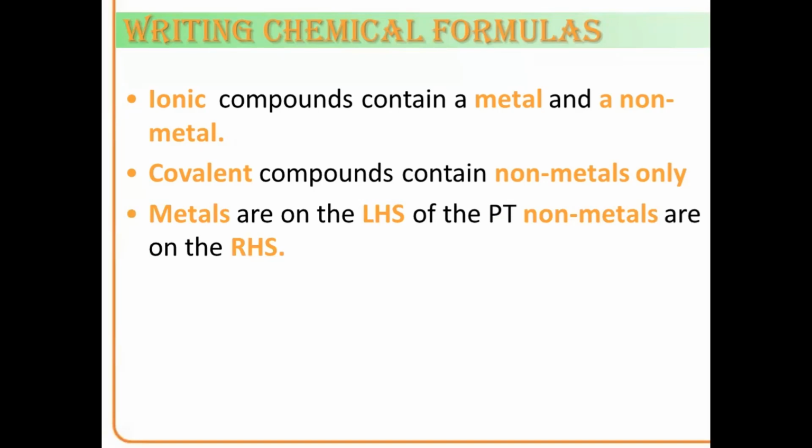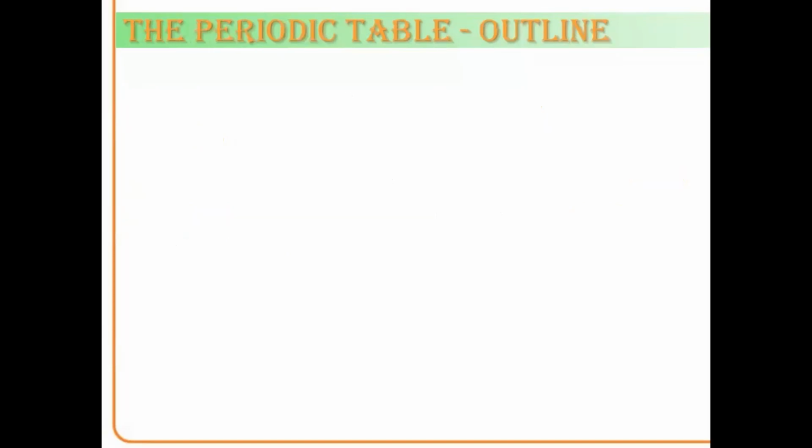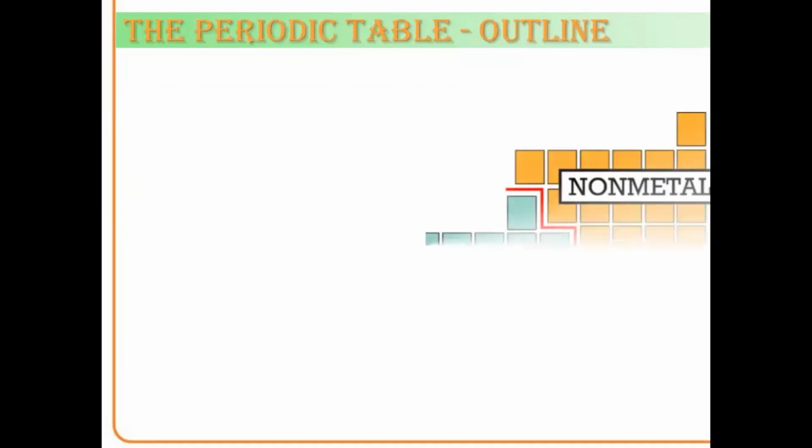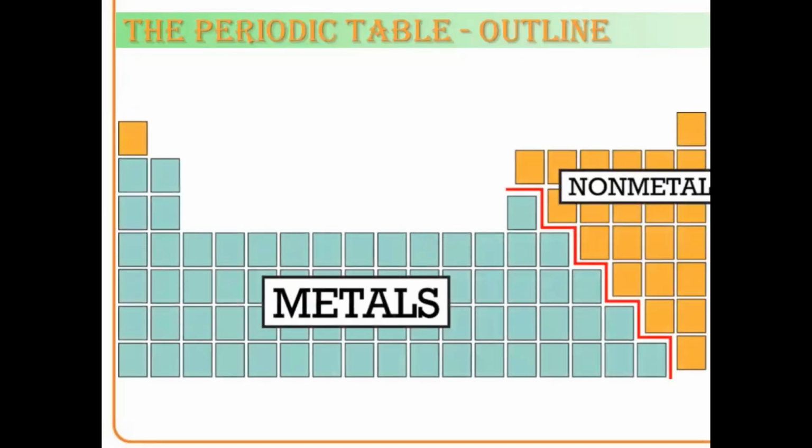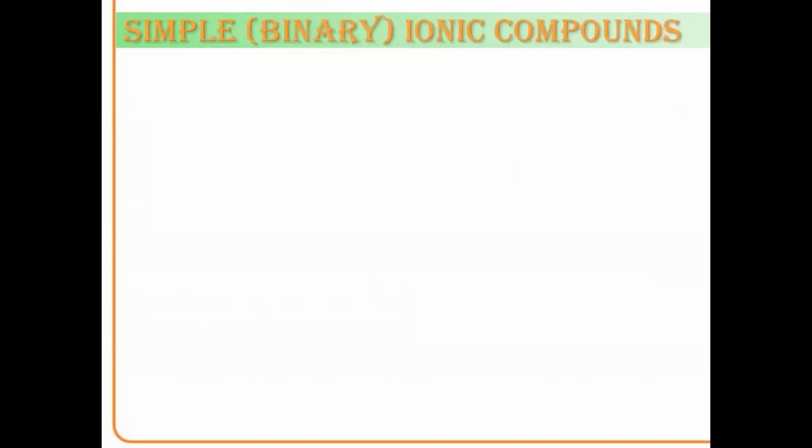Non-metals are on the right-hand side of the periodic table. I have a periodic table here in outline to help you find your metals and non-metals. The step here is in red, and the non-metals are on the right-hand side, and all metals are shaded here in blue. Now, we want to start with a simple binary ionic compound.